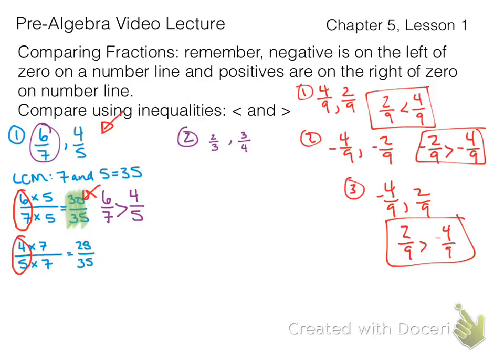All right. Another example, we have 2/3 and 3/4. 3 times 4 is 12. Both of them are prime. The LCM is 12. What times 3 is 12? 4. So we have to do 2 times 4, which is 8. And what times 4 is 12? 3. So 3 times 3 is 9. 9 twelfths is bigger than 8 twelfths. So that means that 3/4 is bigger than 2/3.